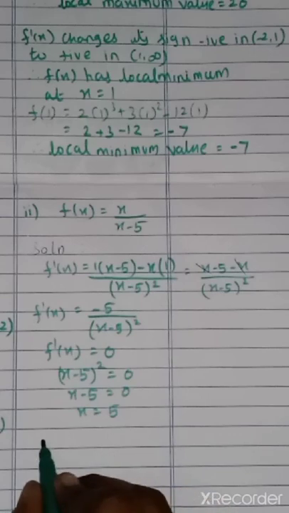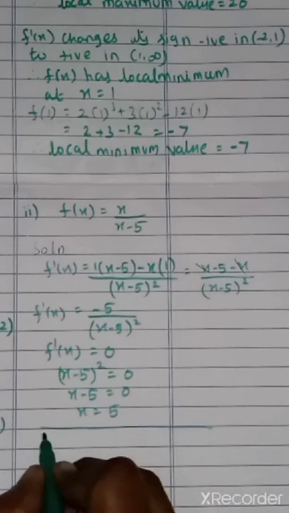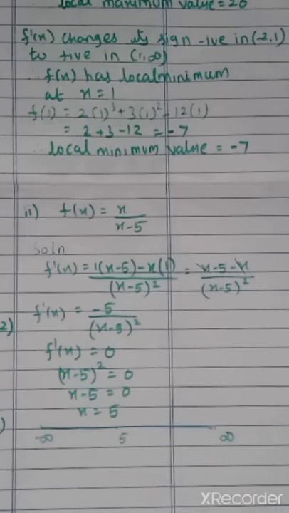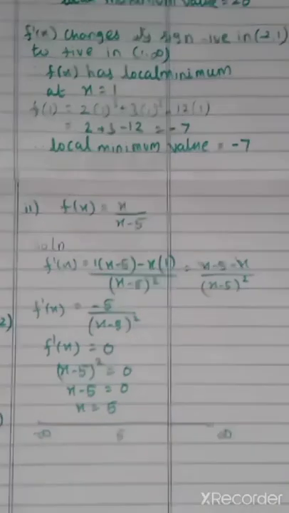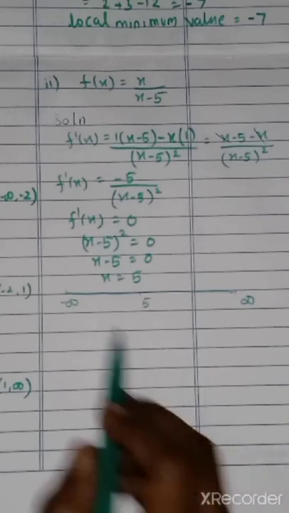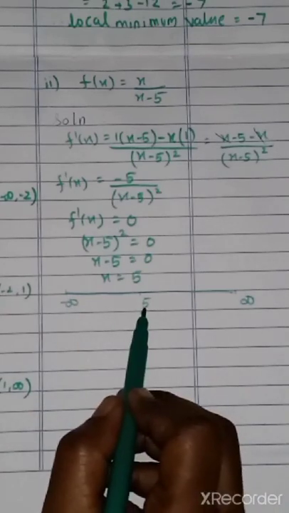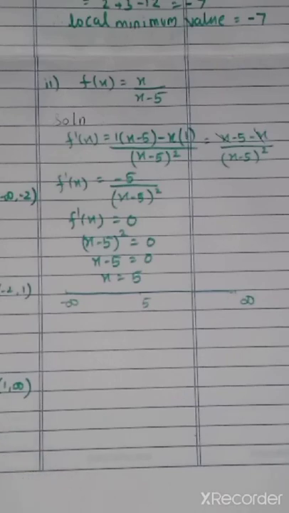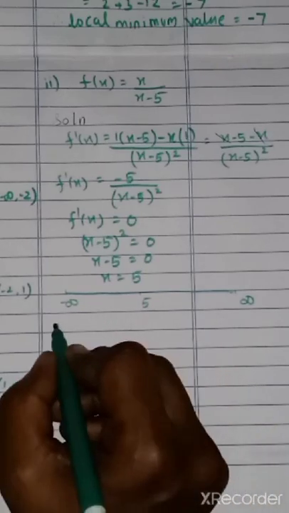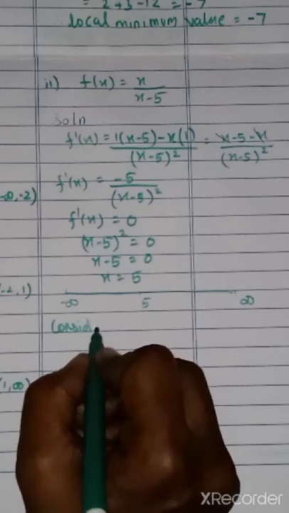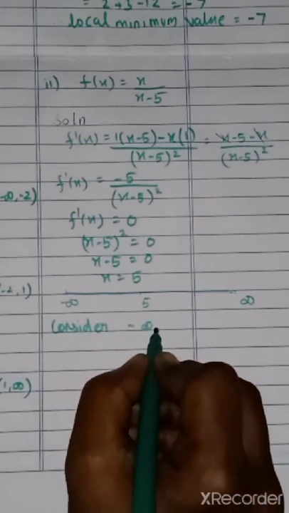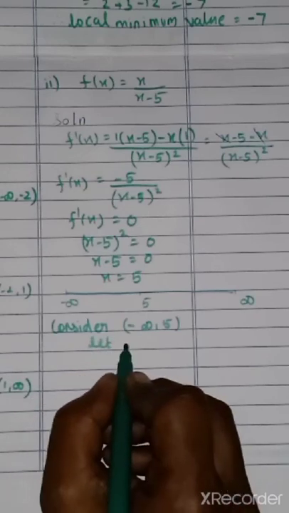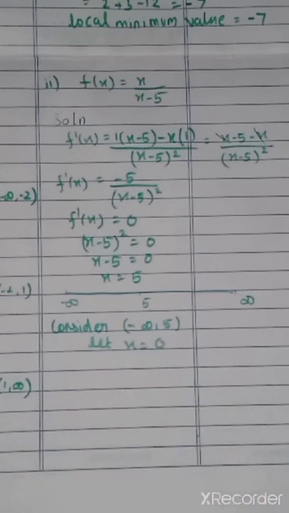Now we are taking the number line. So what comes on the number line? Minus infinity, 5, infinity. Correct? Now what we have to find out: check minus infinity to 5, then check 5 to infinity. Correct? So consider minus infinity comma 5. So what value can we take? Let x equal to 0 we can take.